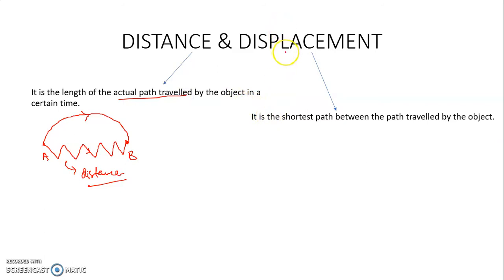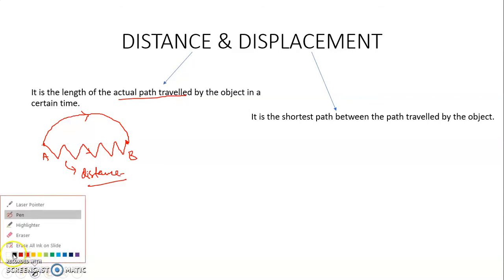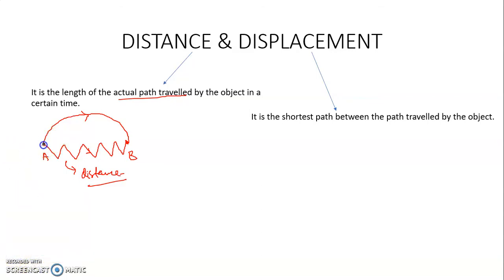Now, when we talk about displacement, what is displacement? It is the shortest path between the path traveled by the object. All right. Let us take this very example only. Here you're starting from A and then you're ending at B. You're using, suppose, this path. So this is path 1, or you're using another path. Suppose this is path 2. Alright, so path 1 and path 2 is your distance traveled. Whichever one you're using, that is your distance traveled.